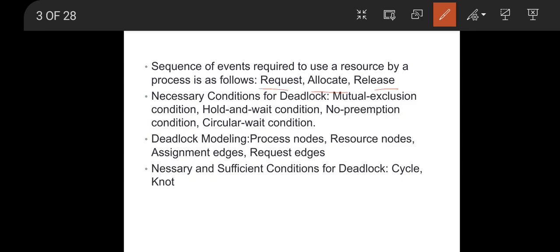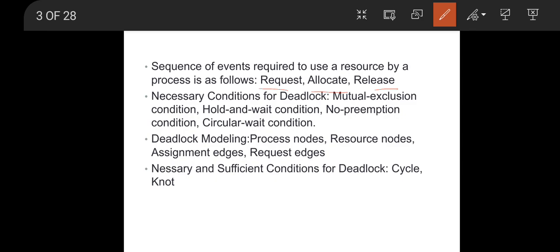But usually in all systems, hold and wait condition has to be allowed, otherwise the efficiency of the system will be drastically reduced. So hold and wait condition means a process is allowed to hold a resource and wait for another resource. Next is no preemption condition. No preemption condition is a condition wherein if a process is holding a resource, the system cannot forcefully take away the resource from the process.